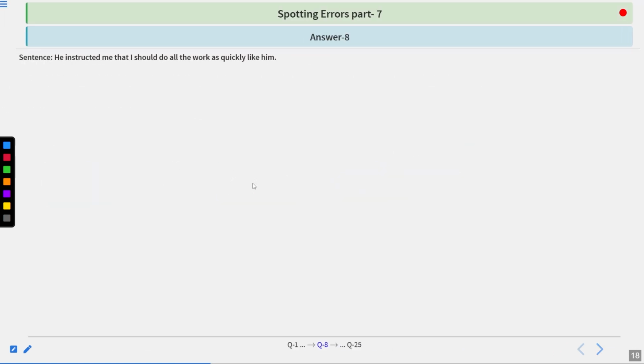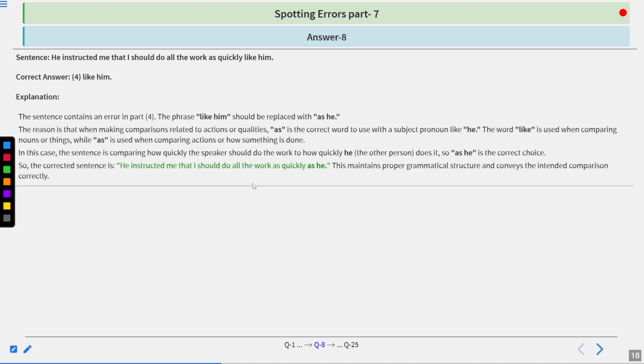I hope you have answered. Let's get the correct answer. The correct answer is 4, like him. Let's look at the explanation. The phrase "like him" should be replaced with "as he." The reason is that when making comparison related to actions or qualities, "as" is the correct word to use with the subject pronoun, like "he." The word "like" is used when comparing nouns or things, while "as" is used when comparing actions or how something is done.